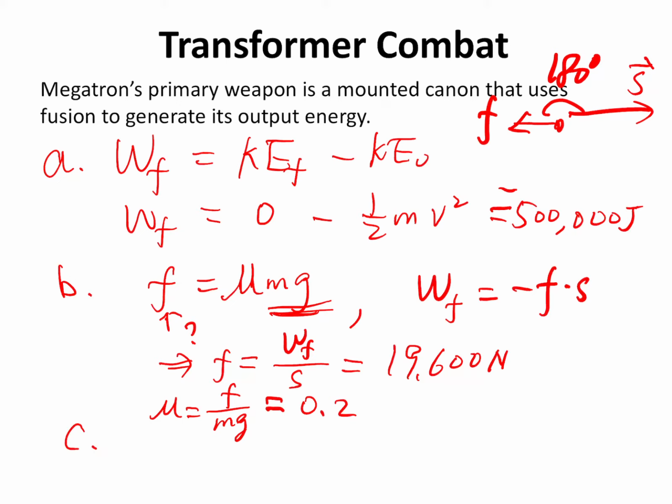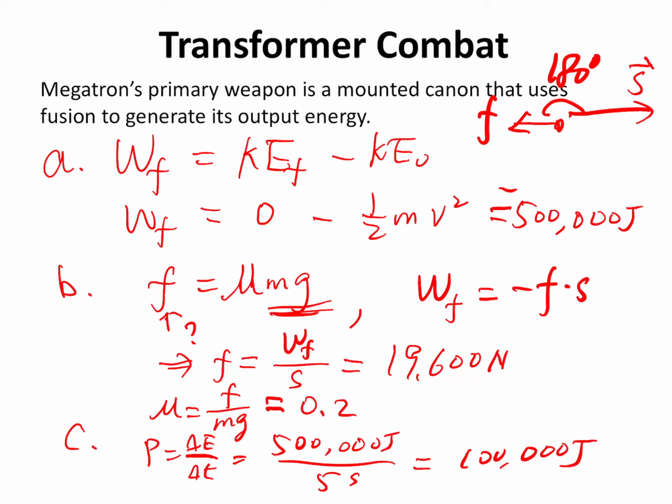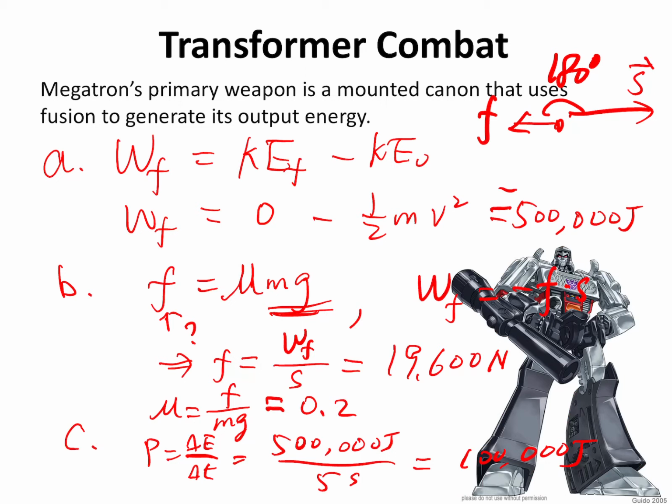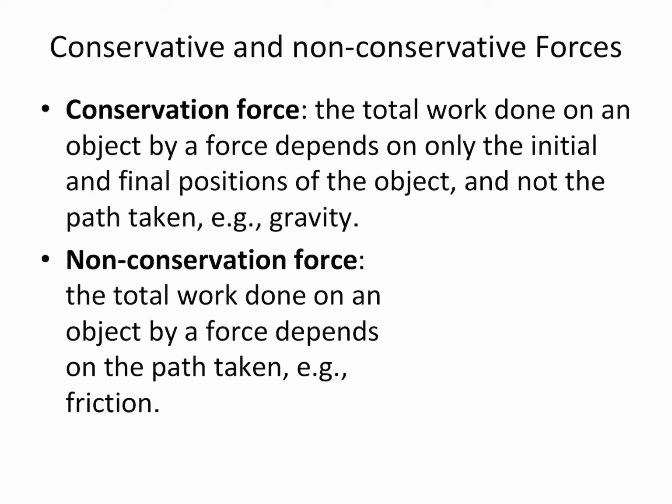What is the power? Power is change of energy over change of time. Change of energy is 500 joules. Change of time is 5 seconds. So power is 100,000 joules. Okay, that's an example from chapter 7.